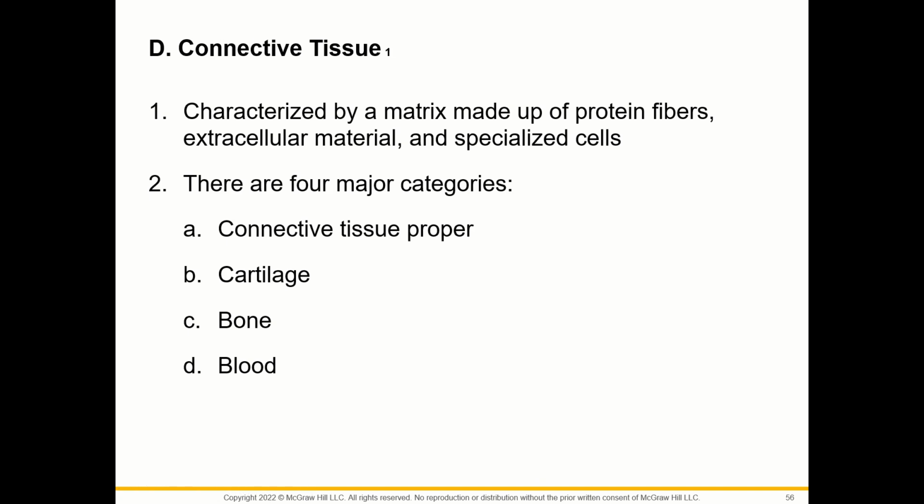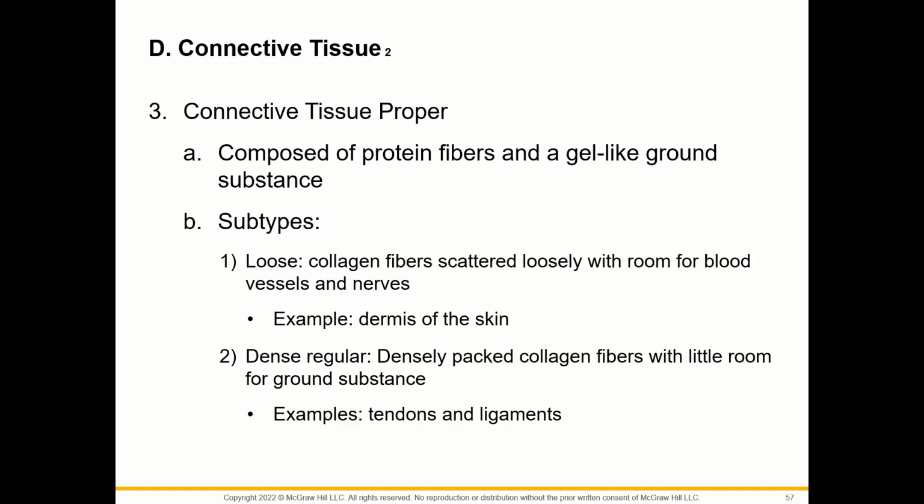All right, the fourth primary tissue type is called connective tissue. And this is characterized by a matrix made up of protein fibers, extracellular material, and specialized cells. There are four major categories of connective tissues: the connective tissue proper, cartilage, bone, and blood. Connective tissue proper is composed of protein fibers and a gel-like ground substance.